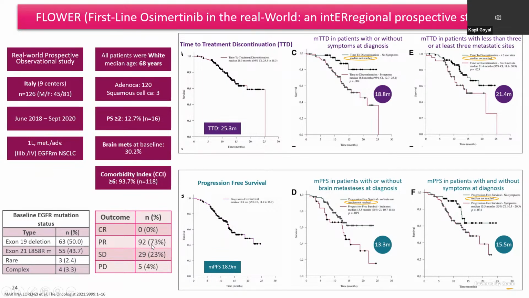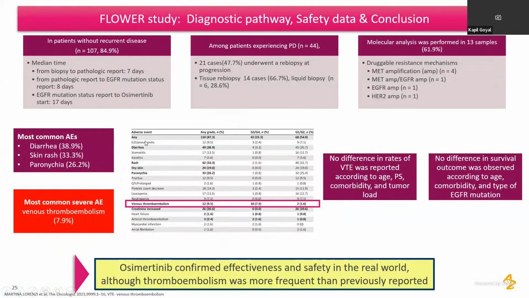73% of the patients achieved PR, while 23% achieved stable disease. In 50% of the patients, the mutation was exon 19 deletion, while it was exon 21 L858R mutation in 43% of the patients. So we can say that the osimertinib data was similar to what was seen in the FLAURA data.